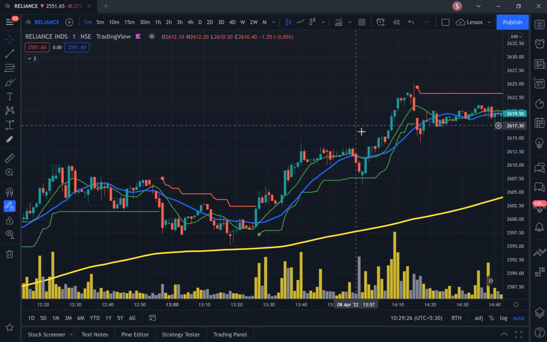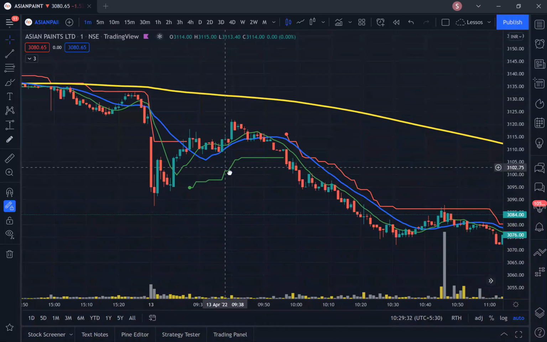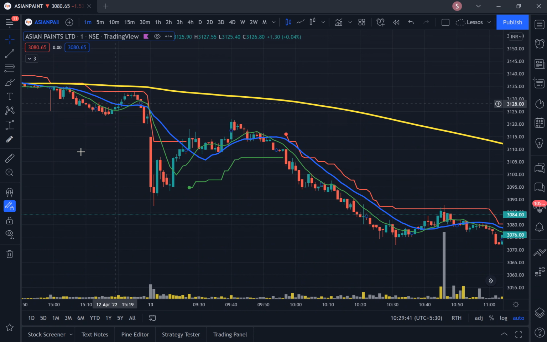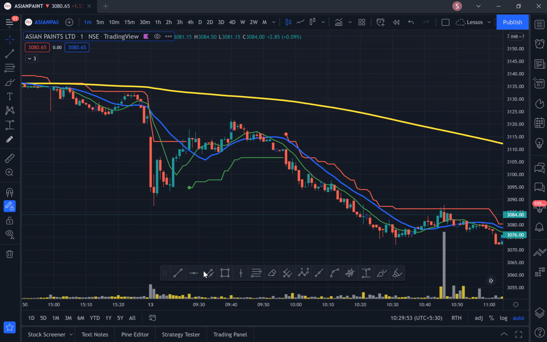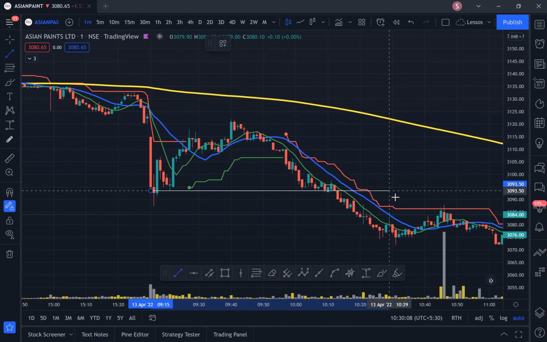Let's take Asian Paint. So you see here, if I would have entered here, let's say, and would have put a stop loss over here, it means my entry point is 3155, my stop loss is 31. Let me put a line here, this is my entry point. No, sorry, this is my entry point when the market opens. This is my entry point. So you see your stop loss is hit.